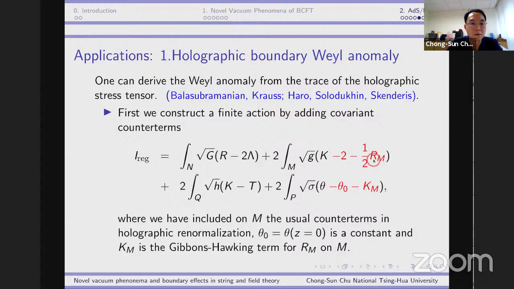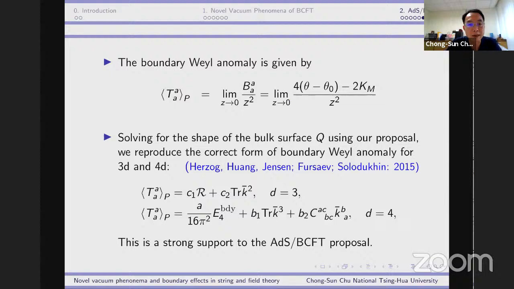So with this, then you can work out the Brown-York energy momentum tensor, which I don't write here. Then you take the trace, that's the trace anomaly. And then this is the result. So what you have to compute is to find out how theta, this angle of Q intersecting P, and the extrinsic curvature, the scalar part of the trace of the extrinsic curvature, how they depend on z. And then we write that in terms of a well-known quantity. So this is the result.